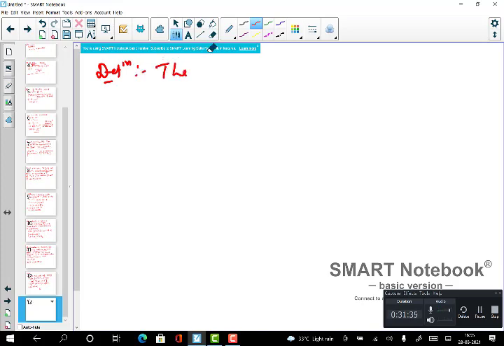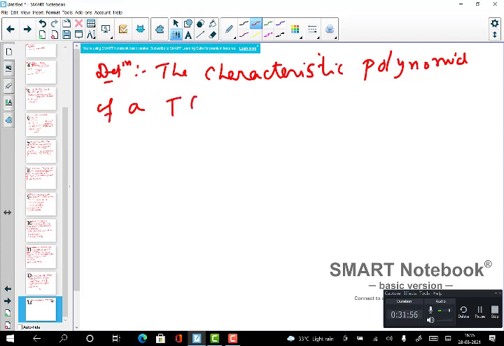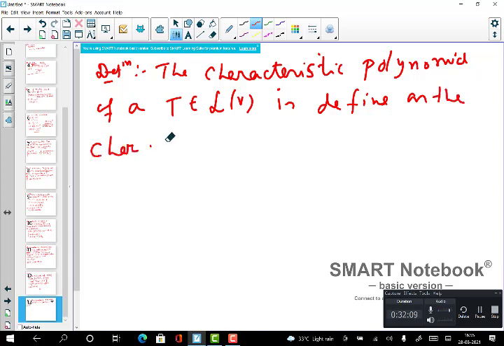The characteristic polynomial of a linear operator T belonging to L(V) is defined as the characteristic polynomial of the matrix representation of T with respect to any basis, because we know that it doesn't matter which basis you are choosing, right?